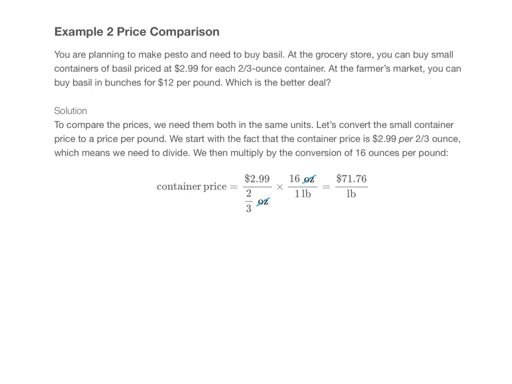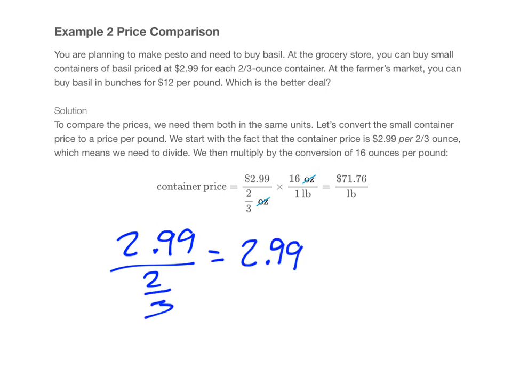So one thing that I thought was not obvious here was how we go about actually just making that calculation, right? How do you divide by a fraction? So I just wanted to point this out as a review if you don't remember this. If you want to divide $2.99 by 2/3, you can take $2.99 and multiply by 3/2. So remember, dividing by a fraction is the same as multiplying by the reciprocal.